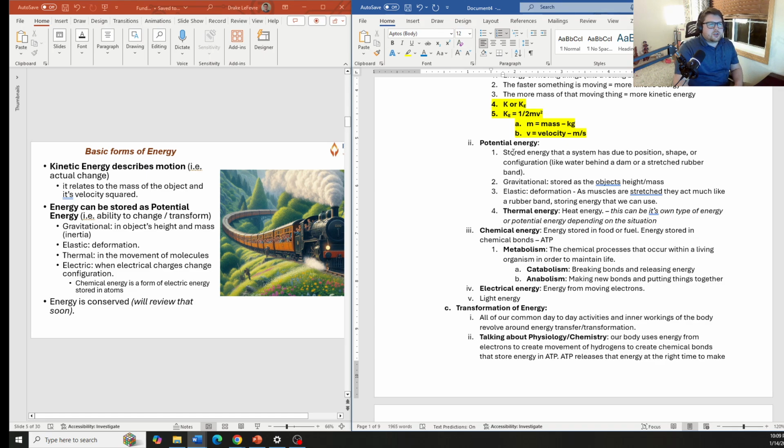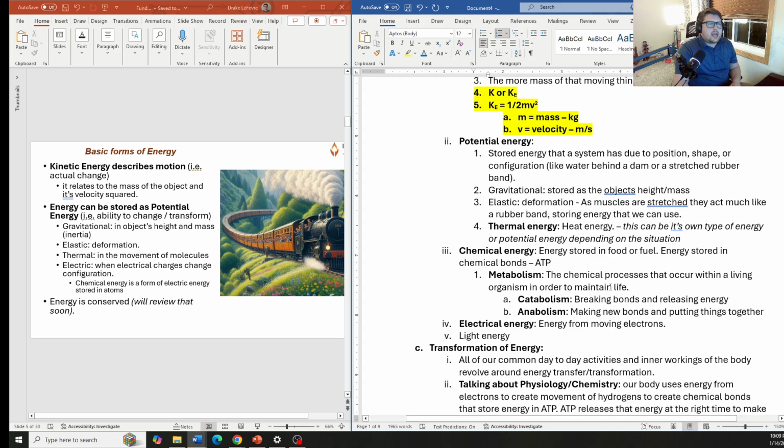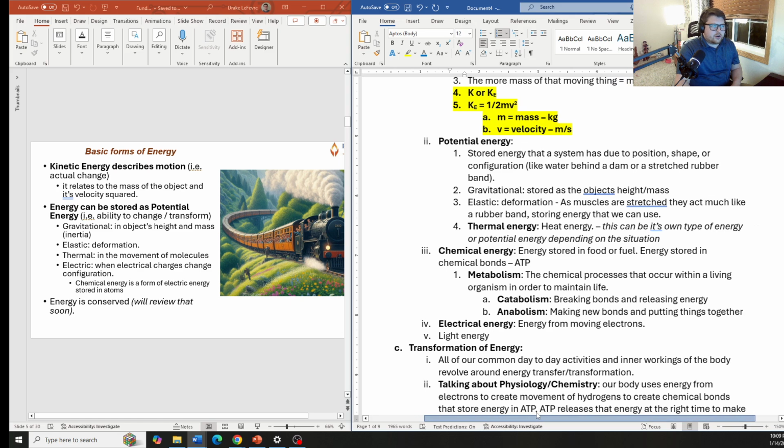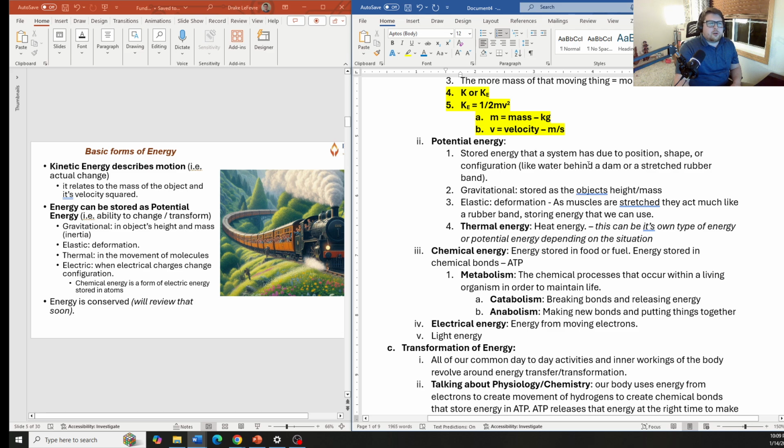Potential energy is stored energy that a system has due to position, shape, or configuration. Think water behind a dam, a stretched rubber band, a spring, this pen that I can just drop and it immediately goes all the way down. It had potential energy and then it converted it to kinetic energy. All those kind of things are potential energy.